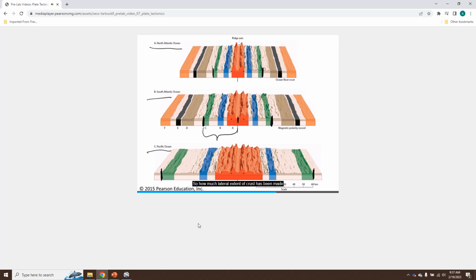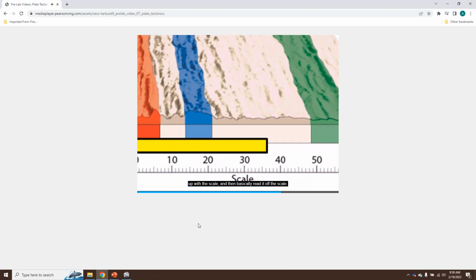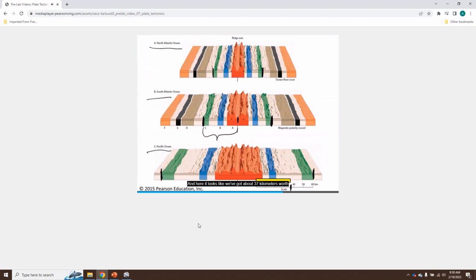So how much lateral extent of crust has been made in those 2 million years? The easiest way to do this is to put a piece of paper between those 2 points, take that piece of paper and line it up with the scale, and then basically read it off the scale. And here it looks like we've got about 37 kilometers worth of crust produced in one direction during that 2 million year span. So you've got 37 kilometers of crust produced in 2 million years of geologic time. Do the math, and you end up with 18.5 kilometers per million years.